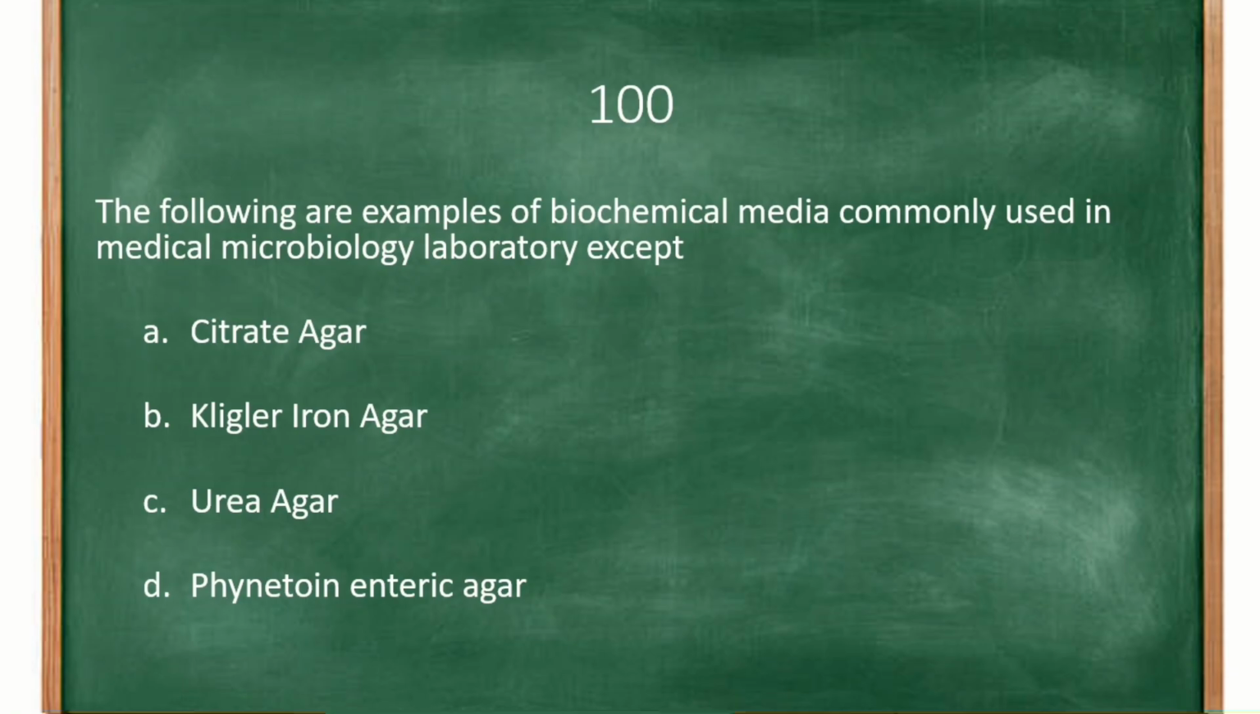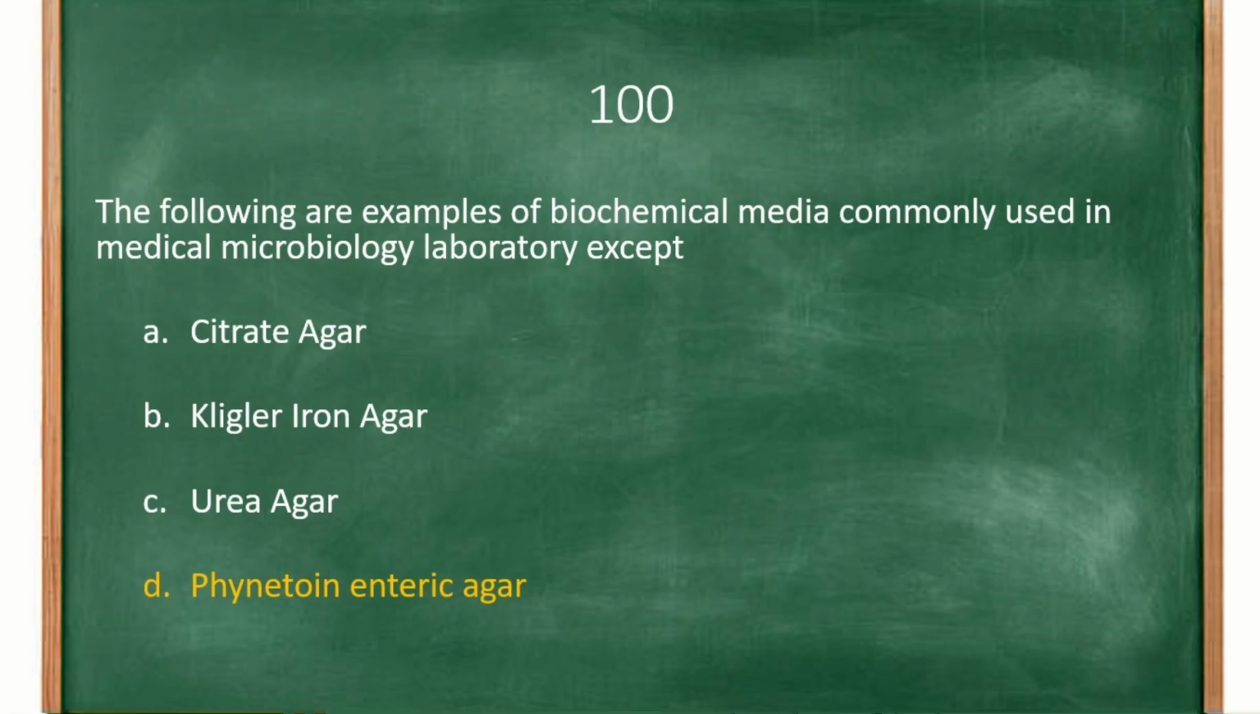Okay, so the following are examples of biochemical media commonly used in a medical microbiology laboratory except: A, citrate agar; B, Kligler iron agar; C, urea agar; and D, phenytoin enteric agar. The answer here is phenytoin enteric agar. Because A, citrate: this medium is used to test whether an organism can use citrate as its sole carbon source. A positive test is indicated by a color change due to the production of an alkaline compound.